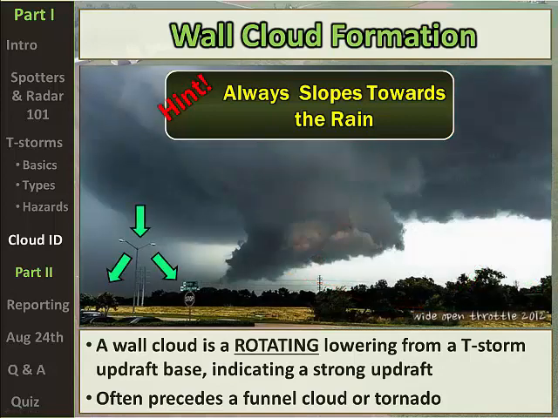And another example here, we're looking back to the east, so your rain-cooled downdraft is actually to the south in this picture, but you can see how this wall cloud, indicating your strong updraft, is actually sloping towards the rainfall in this picture, similar to the last example, indicating a wall cloud.